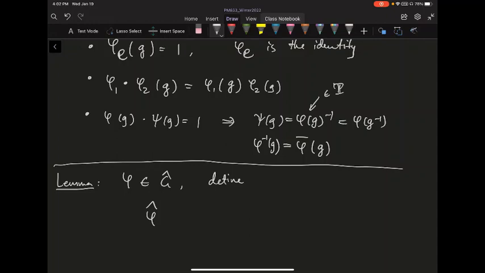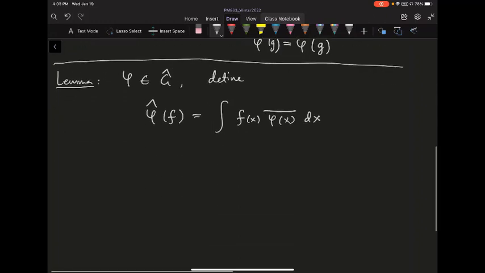So I define phi hat. I take an L1 function f, and it returns the integral of f of x integrated against phi bar of x dx. Let's just use dx as integrating against the left Haar measure. This is sometimes also called a Fourier transform. I'll leave it for later, so I'll just call it the Fourier transform now.